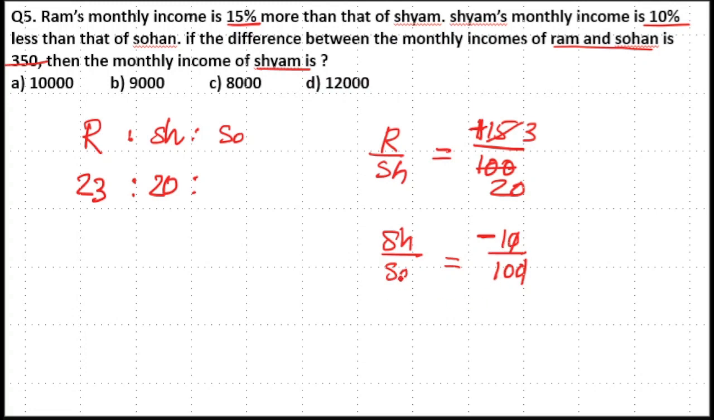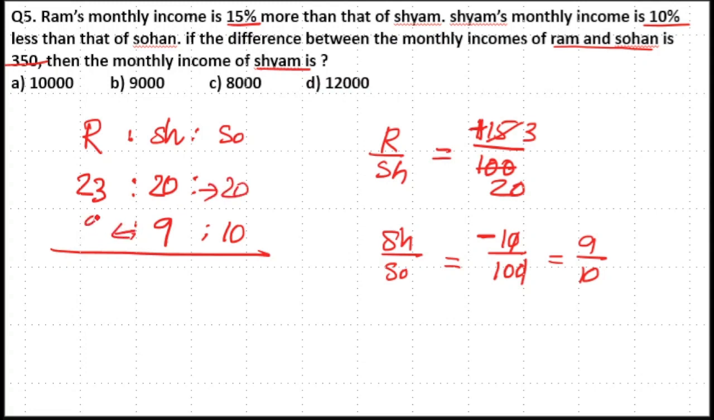That is, if Sohan's salary is 10, Shyam's salary will be 1 less than 10, that is 9. If Sohan's salary is 10, Shyam's salary will be 1 less, that is 9. So, Shyam's salary is 9 and Sohan's salary is 10 here as per the question. So, if you fill this, 20 will come here, 9 will come here.